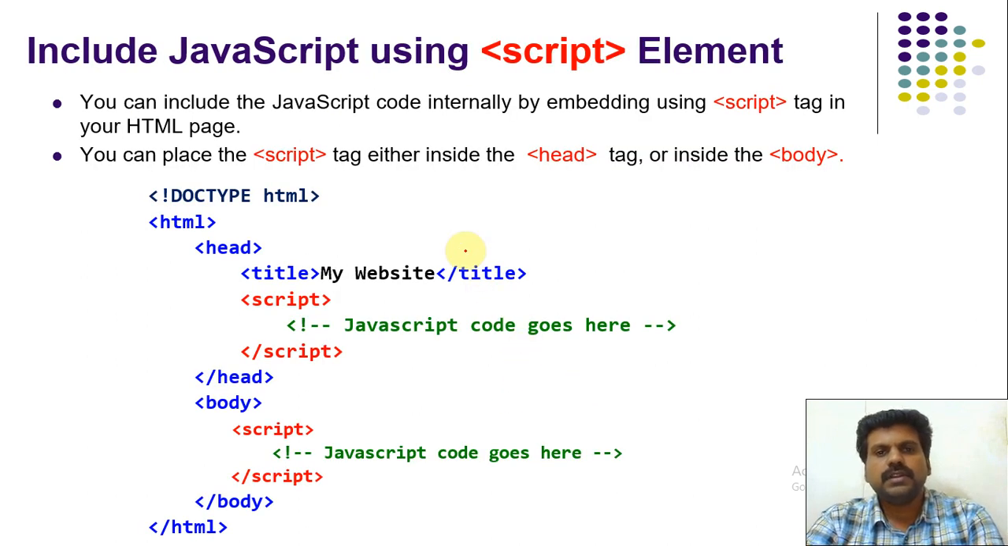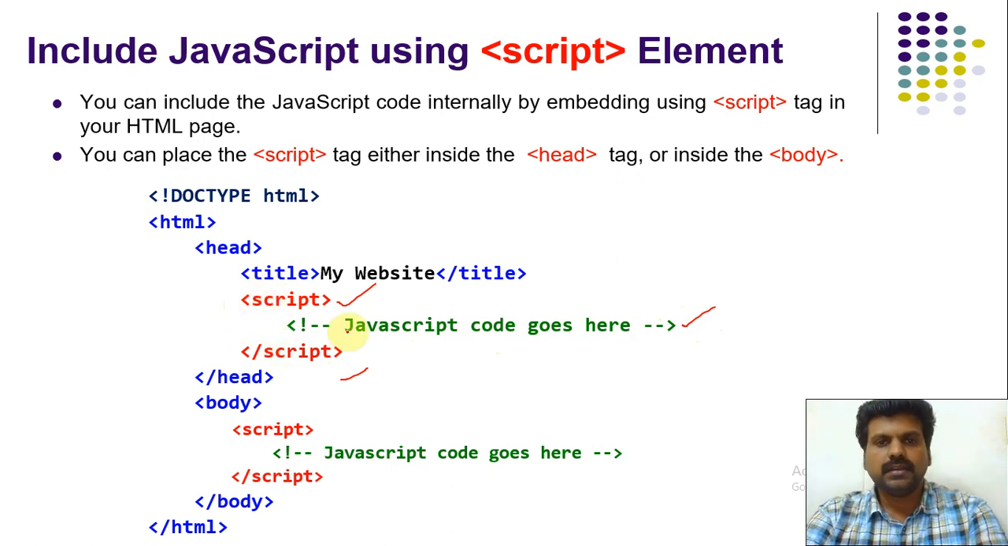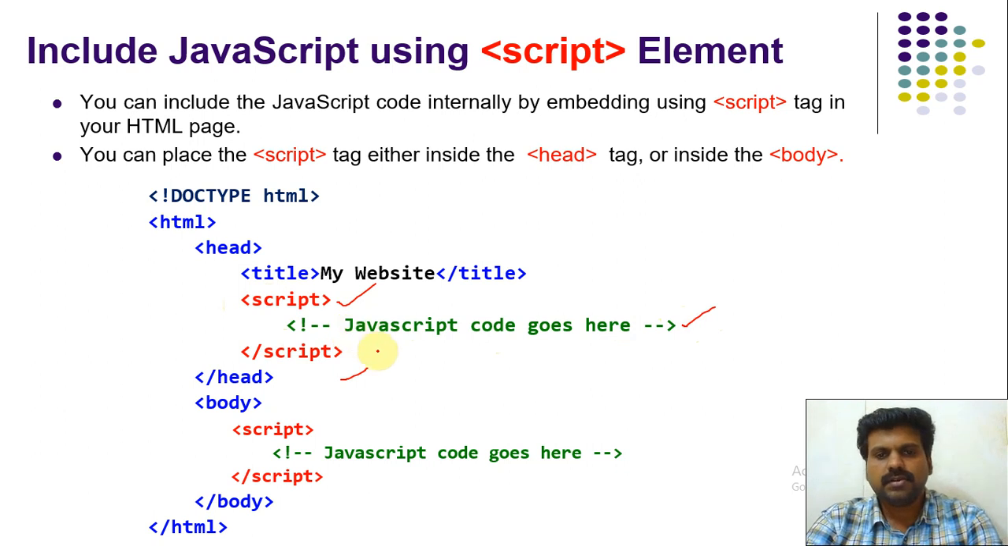If you want to include JavaScript code in HTML, we have to use a script tag like this, followed by the JavaScript code written inside this script tag. This is the format for including a script tag in an HTML program. You can place this script tag inside the head section, or you can place it in the body section. That is not a problem. Anywhere you can place the script tag.